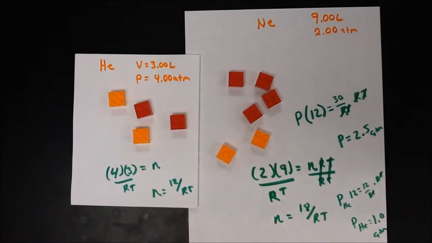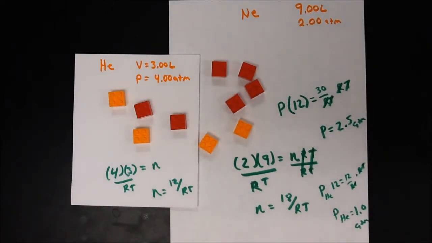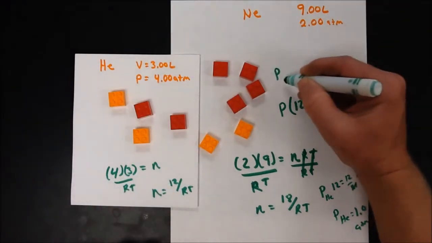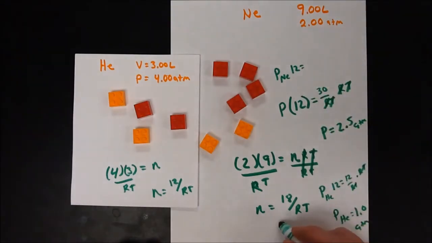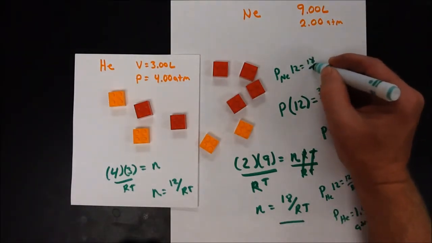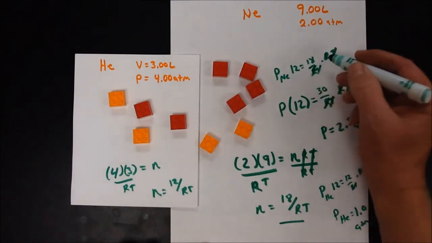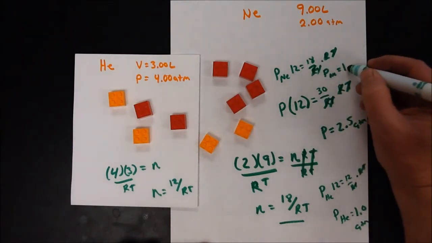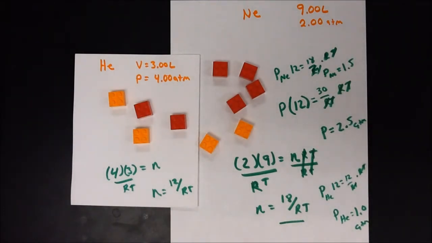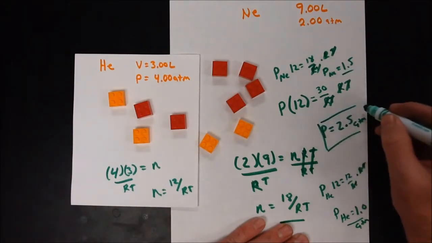Now we could apply Dalton's law here and do a subtraction problem. We could subtract the 1 from the 2.5, but I want to solve mathematically and show you the neon's pressure. Pressure for neon times the new total volume of 12 equals the moles of neon, which was 18/RT, times RT. And so I get that the pressure for neon is 18 divided by 12, or the pressure for neon is 1.5. So if I look at this, these two should add up to be the total pressure, and they do.